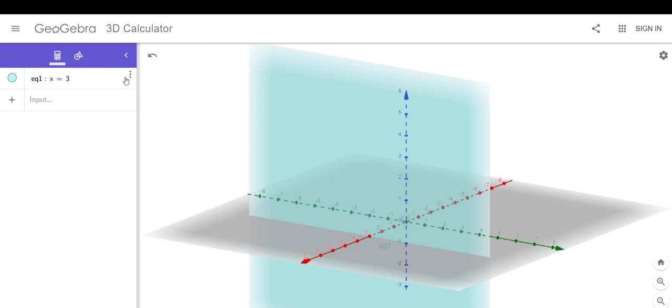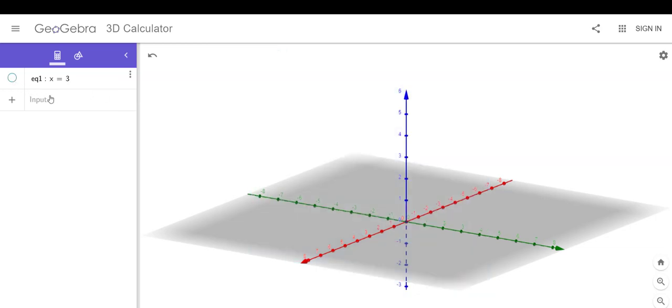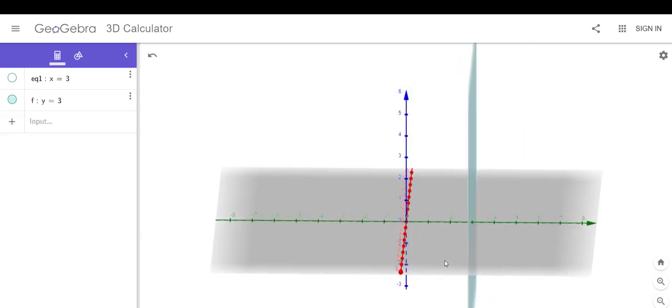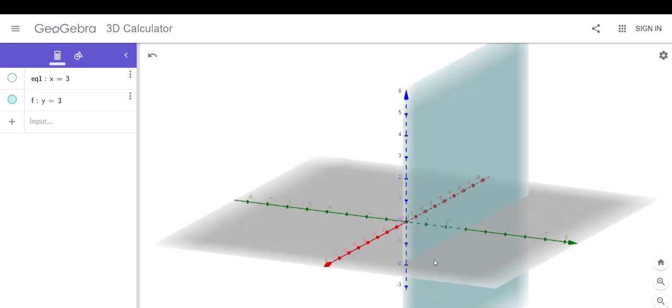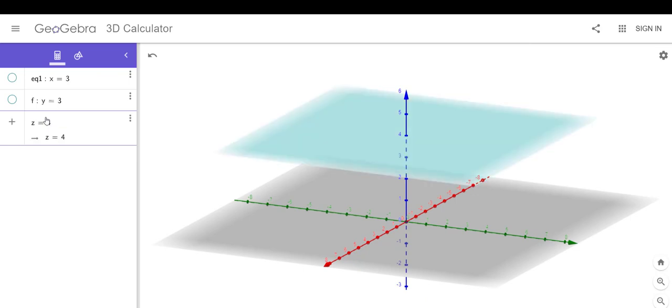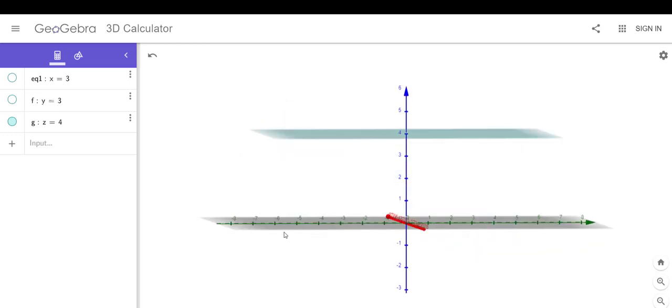What if this were to become, let's just turn that one off. What if it were y equals 3? Well, now that's 3 units out in the y direction. Alright, I can sort of see that. I guess you could call it a vertical plane, but it depends on what your orientation is there. And what if it was z equals 4? Ooh, that one's 4 units over the ground.